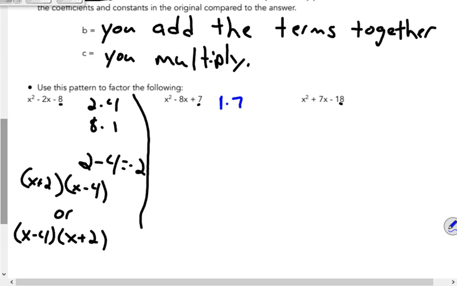They have to be both negative, so negative 1 minus 7. Either way, you could write it the other way too. So these are the numbers I put in. X squared is x times x. Positive 7 to give me negative 8x would have to be negative 1 and negative 7. So does this make sense, how to break it down?